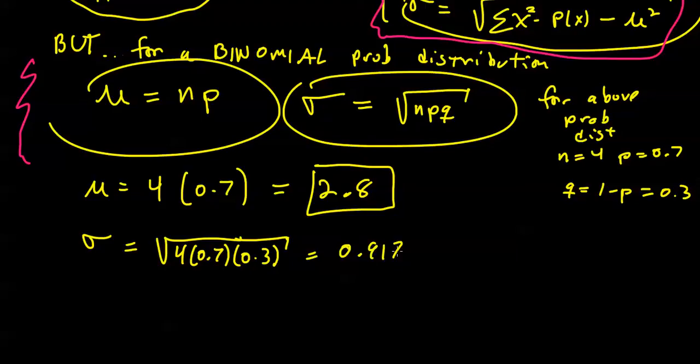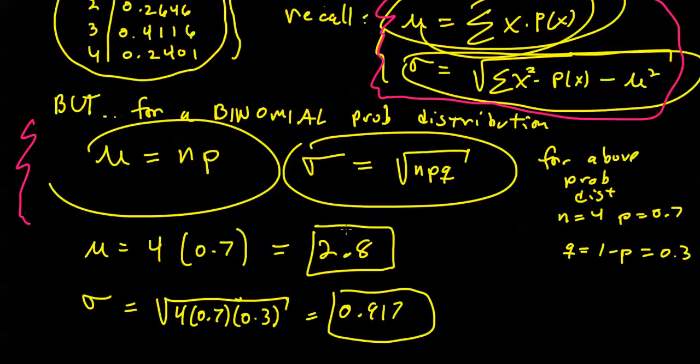Let me check that. 4, square root 4 times 0.7 times 0.3. Yes, I do indeed get 0.917. So quite a bit easier than the old method, grinding things out, adding a third column, getting summation x squared times p of x, etc. A lot cleaner if you've got a binomial probability distribution. All right.